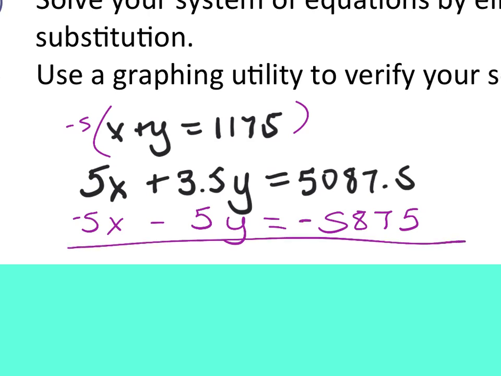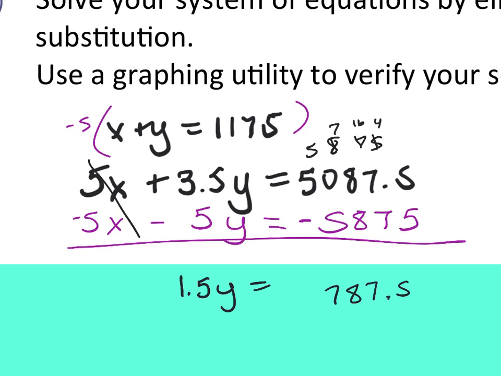And then I'm going to combine these together. So my x's are going to cancel. This would be 1.5y equals, put this over this. Let's see, do that right. And they're both, no wait, I did that wrong. Just kidding. They're both negative, right? Because this is negative and this was negative. Okay, and I get 1.5y equals negative 787.5.